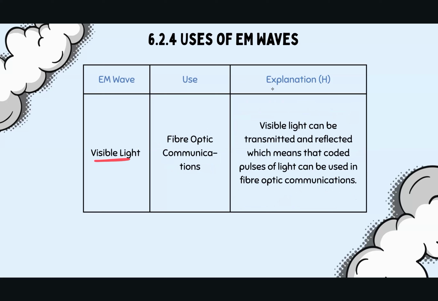Visible light, so fiber optic communications is an example of that. Visible light can be transmitted and reflected, which means that coded pulses of light can be used in fiber optic communications. We, of course, also use it to see things. You can use it in cameras. So it's quite diverse.